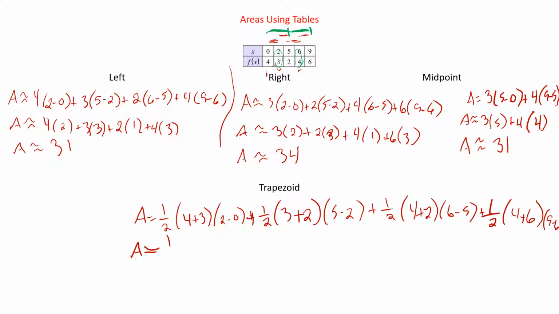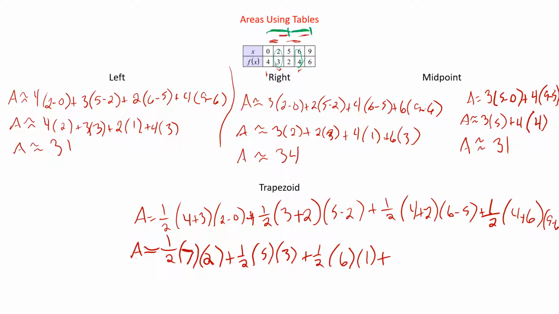Right. 1/2, 4 plus 3 is 7, times 2, plus 1/2 of 5 times 3, plus 1/2, 6 times 1, plus 1/2, 10 times 3.